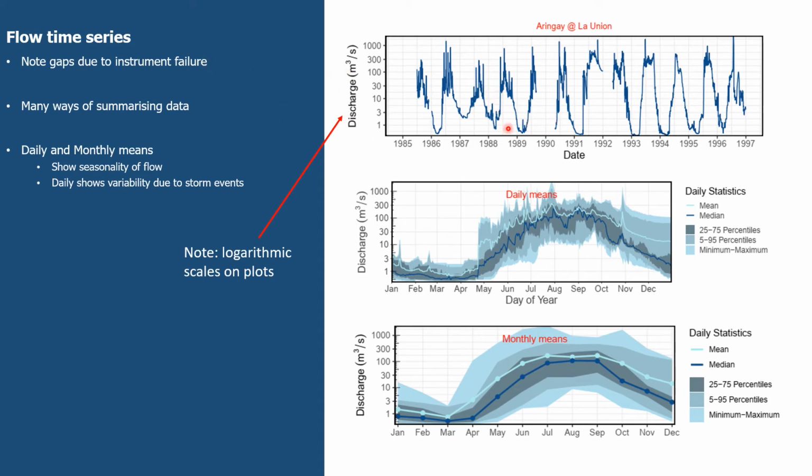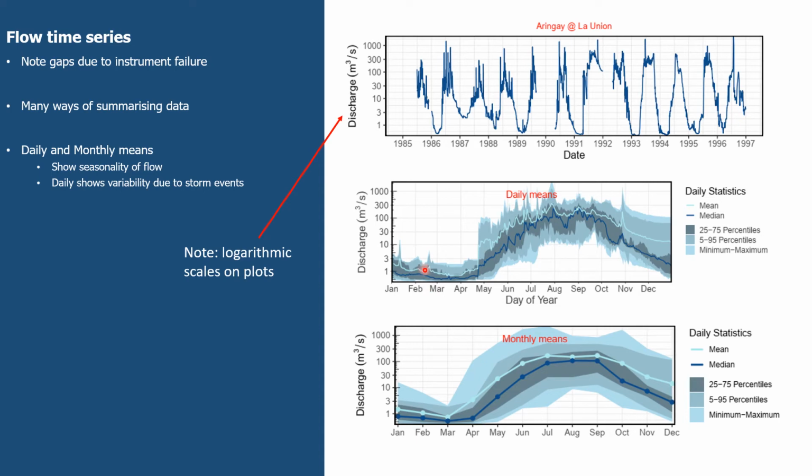Remember what I said earlier, there are some gaps in the data where the instruments weren't working, so we have to remember that. But we can then summarize the data in a lot of different ways. And here are two plots basically showing the same thing, but just slightly differently. The top plot is the daily data. So on every day, the 1st of January, 2nd of January, what has been done here is to calculate the mean flow, which is the pale blue line, the median flow, the darker blue line, on each day of the year. And then the shaded areas are the ranges.